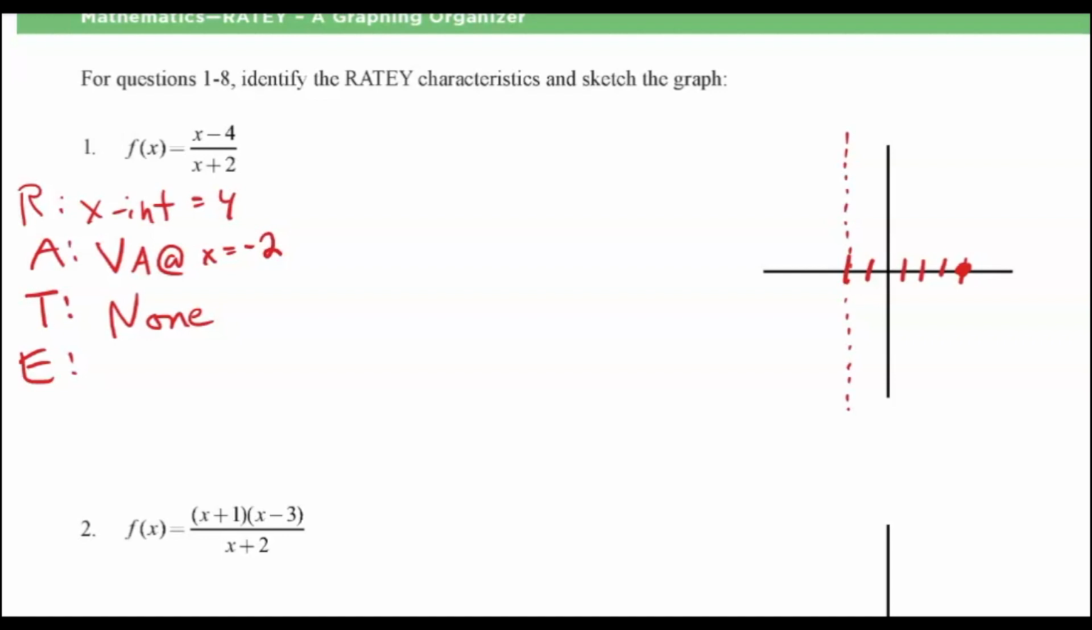E, end behavior asymptote. This is where you use your HA rules. So since, if you look, these are the same power, you're going to use the ratio of the coefficients. So we have an HA at y equals 1.